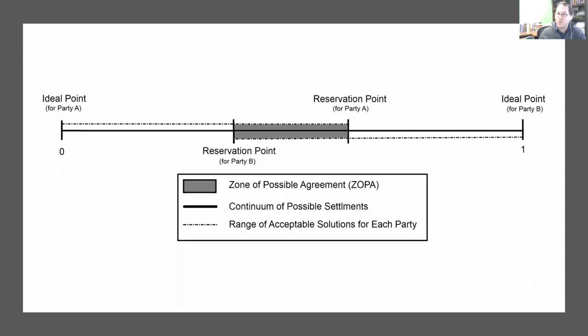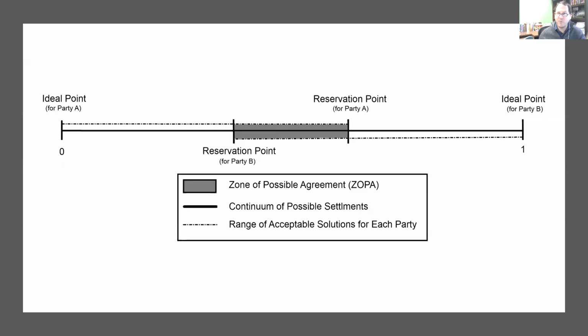And so in theory, anything between the ideal point for A and that reservation point should create value for party A, right? Party A will be better with any solution in that range than if they walked away. But anything further to the right, toward the 1 for party A, would be a worse outcome because they would be better off just doing their own thing and not cutting a deal.